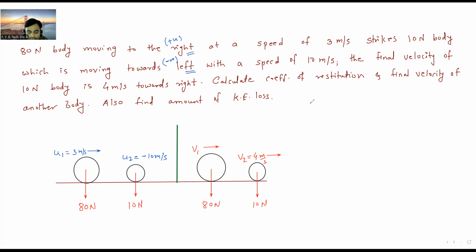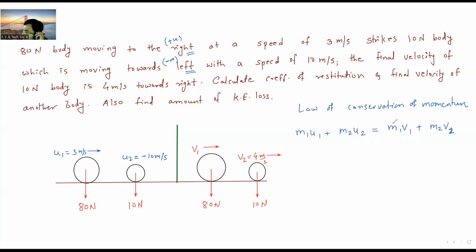So here we will use the law of conservation of momentum. Okay. What is that law? This you might have learned. m1 u1 plus m2 u2 is equal to m1 v1 plus m2 v2. This is the law of conservation of momentum.